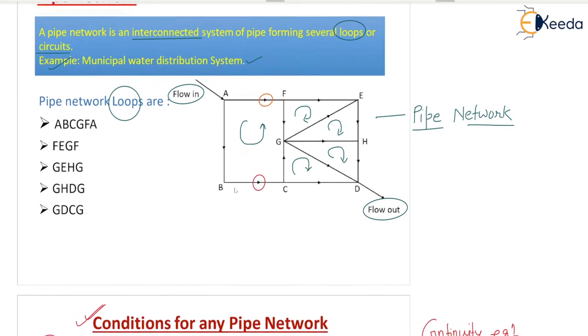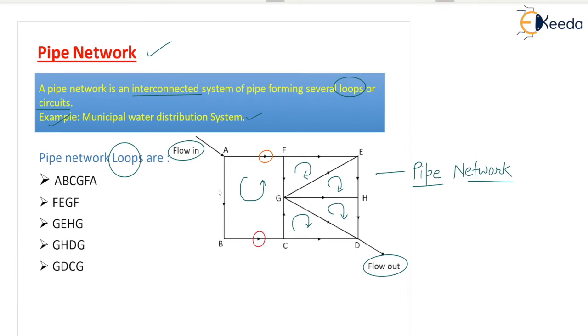Look at this. I'm going to the pipe network, the first slide figure. Let us say I'm taking the second loop FEGF. Let me erase the direction so that you can understand. In this loop FEGF, you can see there's a direction from F to E, and this is from F to G. So I can take this. Look at this. This is going in the anti-clockwise direction.